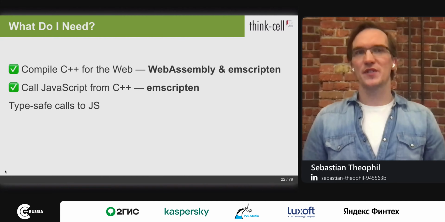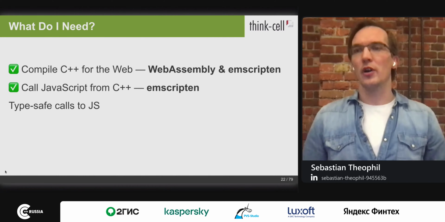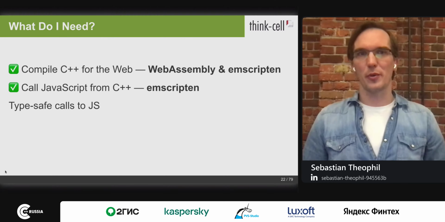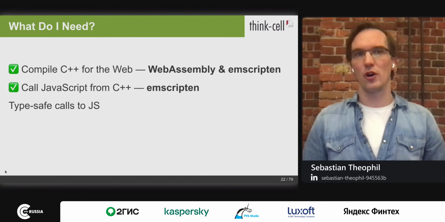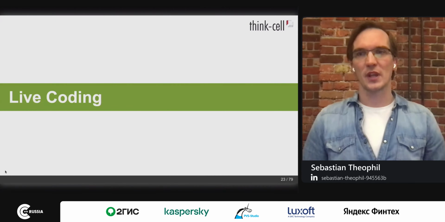But okay, we have seen how we can call JavaScript from C++. Now, how can we make that more convenient for C++ programmers? How can we make type-safe calls to JavaScript? So let me show you how that could look.